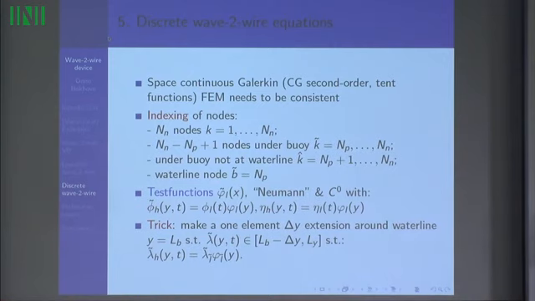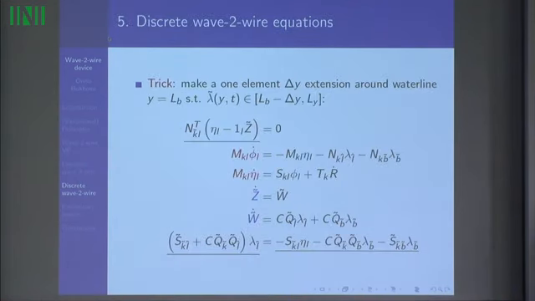Now we use a trick, and we extend. So lambda is defined under the buoy, but what we do is we extend it one element, one width, say delta y, to the left. And that's a trick, and that shouldn't be the case, but that's the only way to get the discrete equations consistent at the moment.